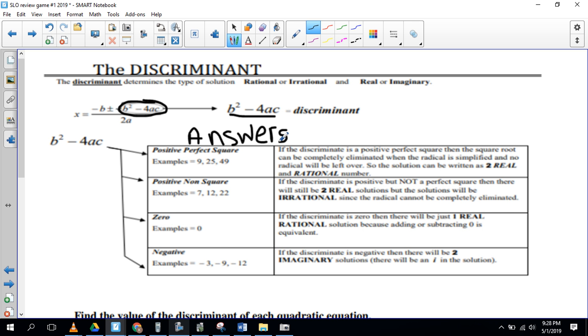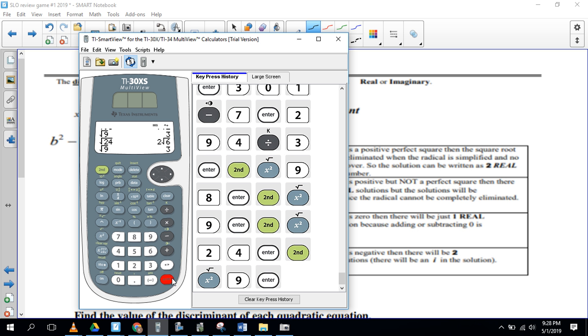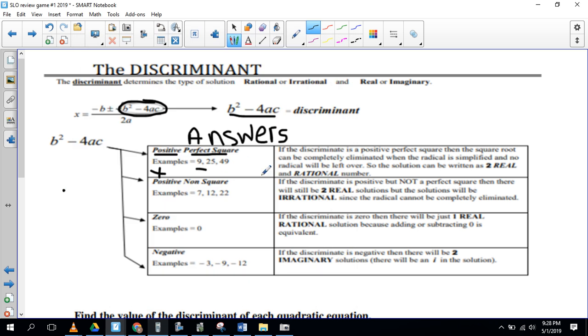So if your answer comes out to be a positive number, and it's a perfect square, so positive perfect square. Remember, if you don't know if it's a perfect square, just put it in your calculator. For instance, they're saying 9 is a perfect square. All you've got to do is do second, square root of 9, and if it gives us a whole number, we know it's a perfect square. So these are perfect squares. If you get one of these numbers for your answer, your actual answer is going to be 2 real rational solutions. Most times they may say 2 real rational, whatever. So it's going to be 2 real.